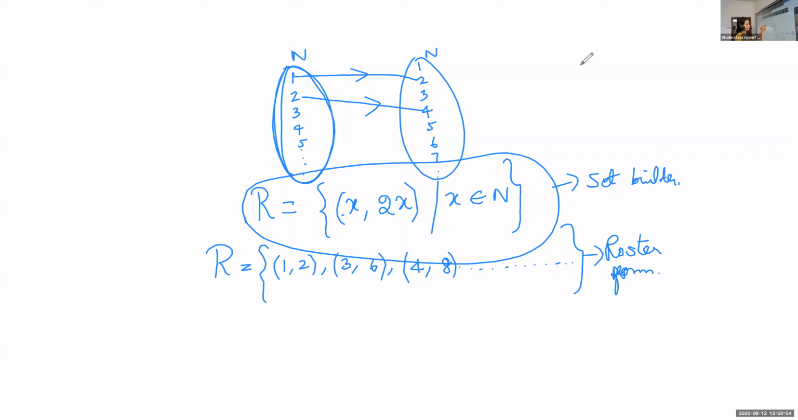If you take 3, 3 will be related to 6. If we take 4, it will be related to 8, and so on. Is it okay? So the relation here we are representing using the arrow diagram. That is what we call visual representation. Is it clear, children? Yes, ma'am.